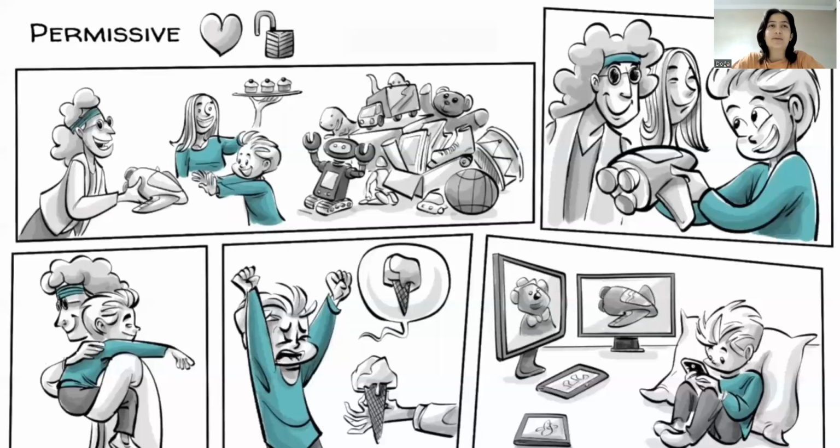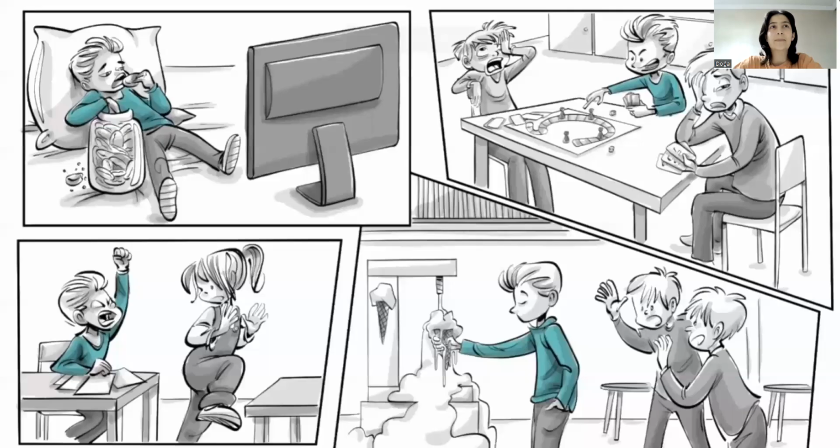Next, we have permissive parents. So this guy's parents bought him a new toy, but he has plenty of toys. And I think probably he's gonna toss that toy away once he's bored with it. When he doesn't want to walk, his parents carry him. When he wants ice cream, his parents buy him ice cream. And when he wants to play video games or watch TV all night, he can.